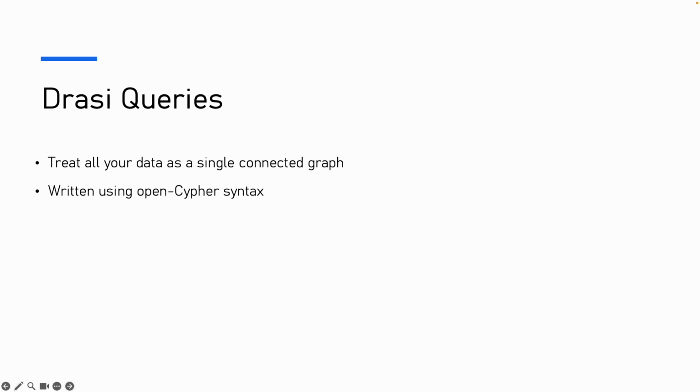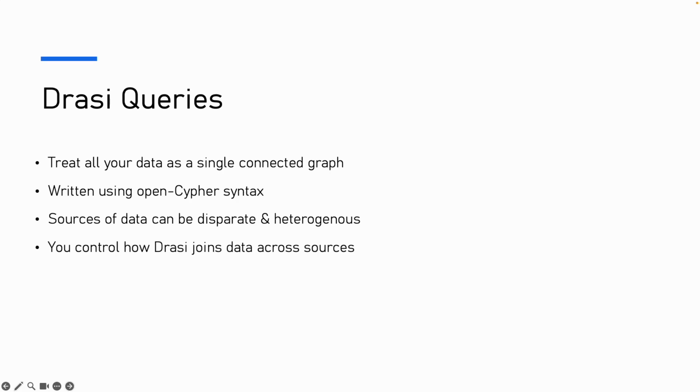Next are continuous queries. Drasi queries give you the power to treat all of your data stored in different sources as a single connected graph. It allows you to query this graph using OpenCypher syntax. Your data could be living in any number of systems which are of different kinds, relational, NoSQL, or even cluster managers. You can control how Drasi joins your data coming from different sources.